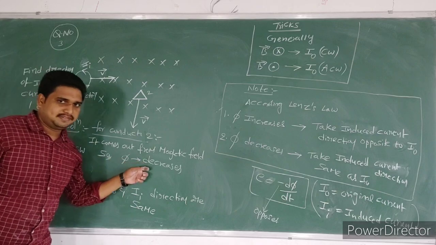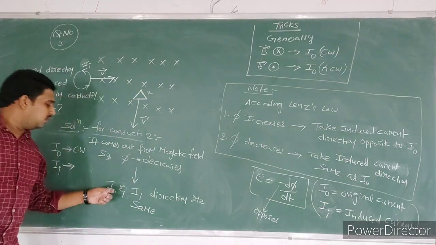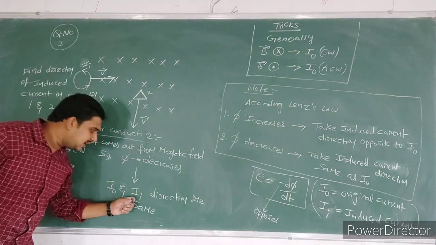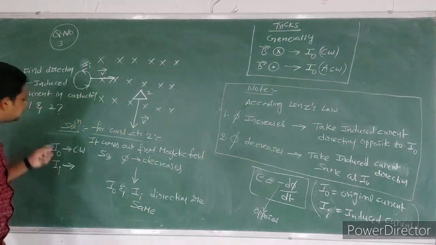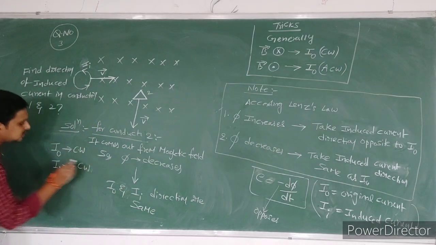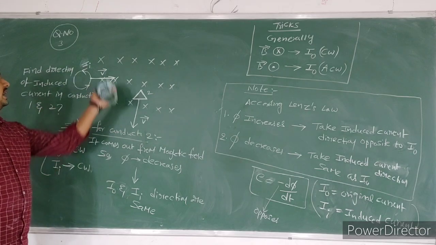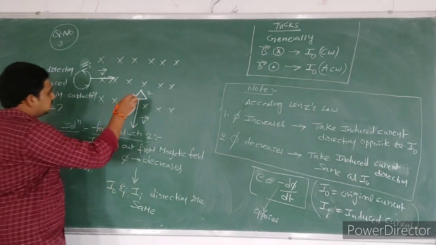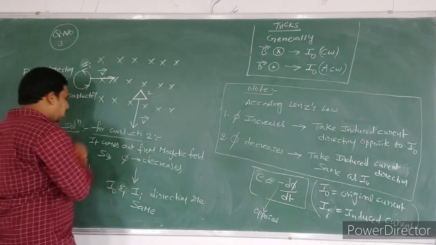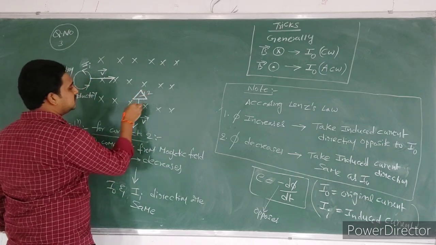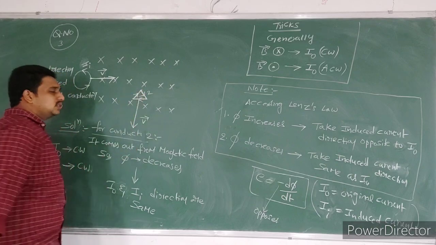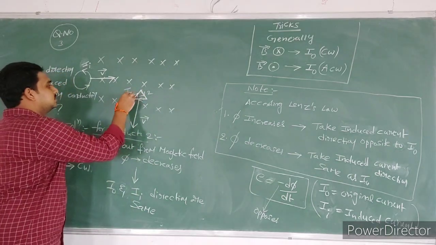Flux decreases means the original current direction and the induced current direction are both the same. That's why the induced current direction is also clockwise. For conductor 1, the induced current direction is anti-clockwise. For conductor 2, the induced current direction is clockwise. So this is the answer for this question.